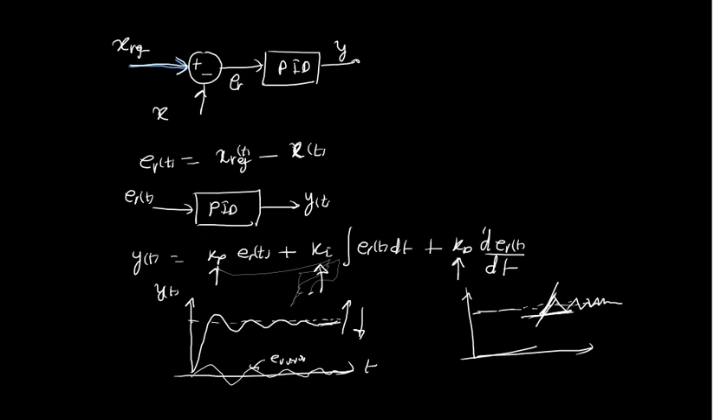And what does KD do? KD basically affects the slope. This portion can make your response faster, or it can make your response slower. This is done by de(t)/dt. So this is the role of a PID controller.